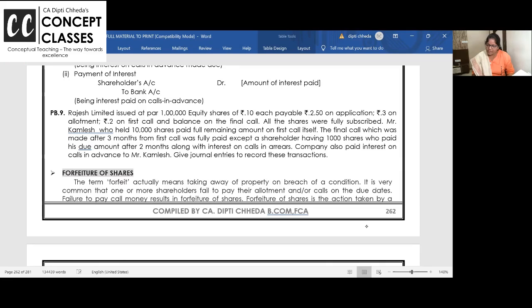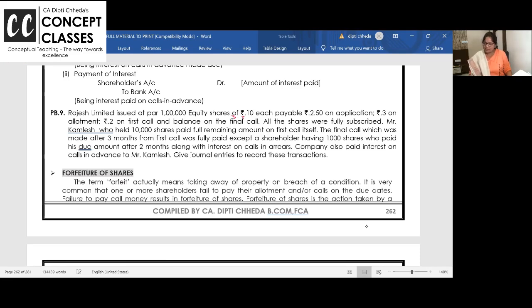Rajesh Limited issued 1 lakh shares at 10 each. Is the concept understood? Pro rata is over. One more problem is there, pro rata in allotment. Rajesh Limited issued at par 1 lakh equity shares of 10 each, payable at 2.5 on application, 3 on allotment, and 2 on first call. So how many rupees are over? 6.5.